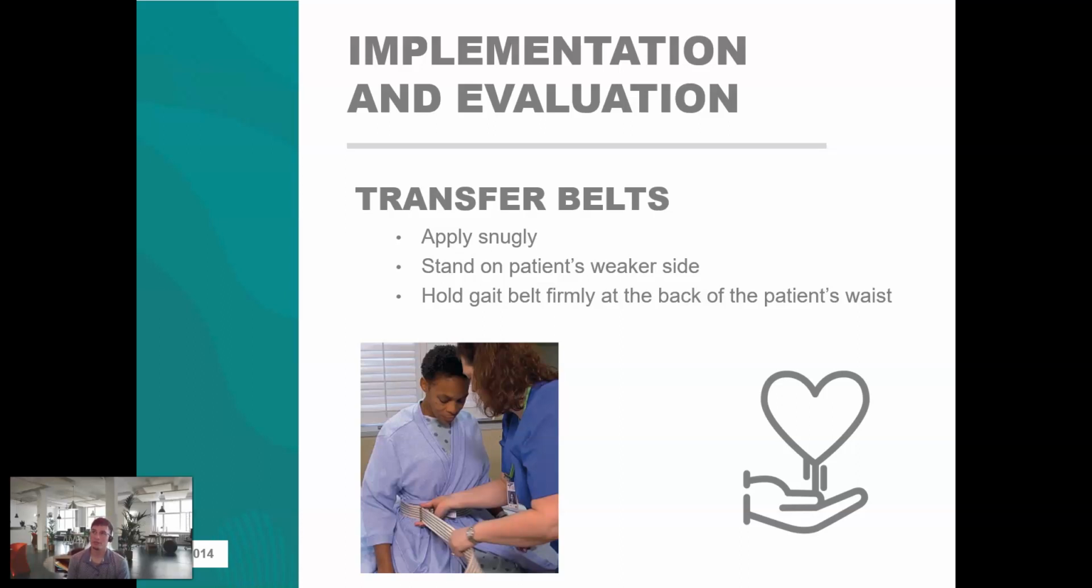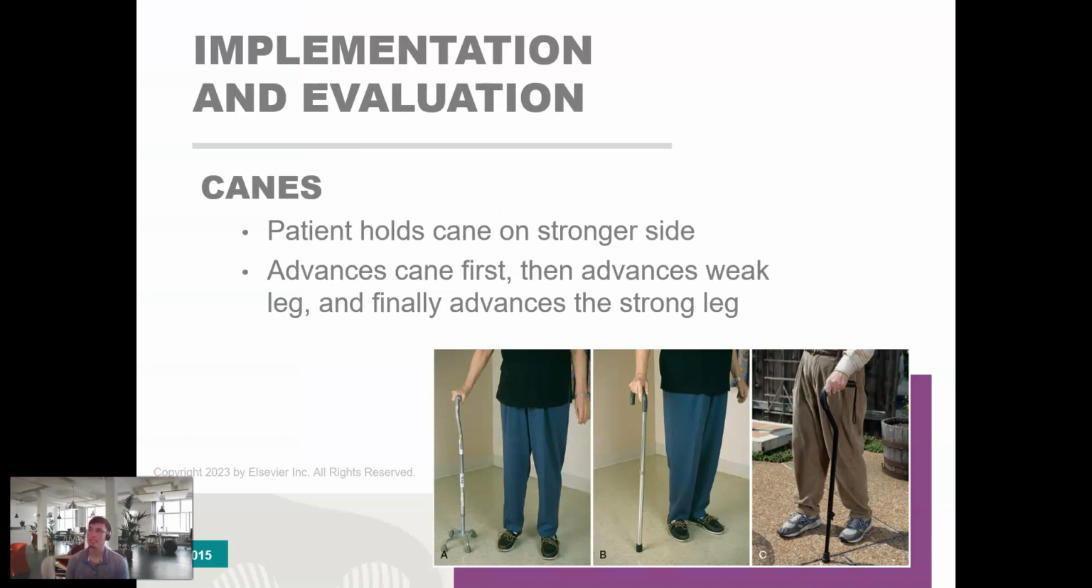Let's talk about transfer belts, often referred to and similar to a gait belt. So you apply it snugly and you stand on the patient's side, and this is right just above where you will put a belt for your pants, and you hold the gait belt firmly at the back of the patient's waist, and it allows us to provide hands-on support and assistance for patients that have maybe some type of weakness or impaired mobility. Another popular device that we've all seen is the use of a cane, and there is such a wide variety of canes that you will learn about.